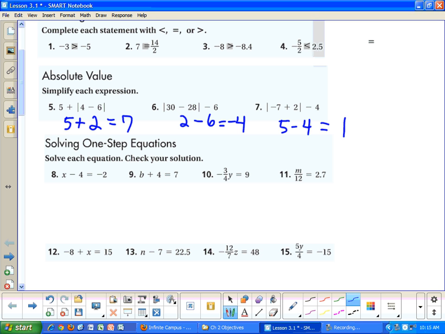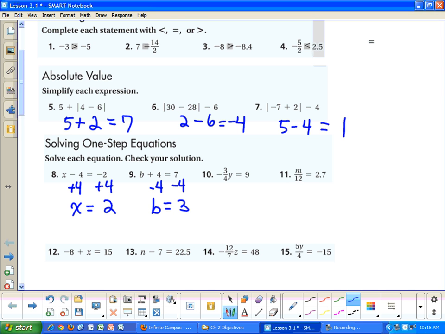Solving one-step equations. We're going to use the properties of equality to solve these equations. For this equation, we're going to add 4 to both sides, so we get x equals 2. In this equation, we're going to subtract 4 from both sides, so we get b equals 3.